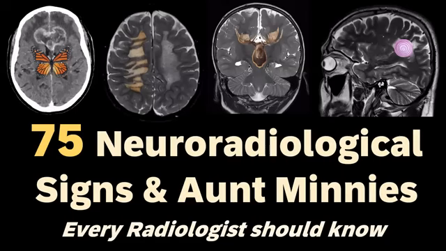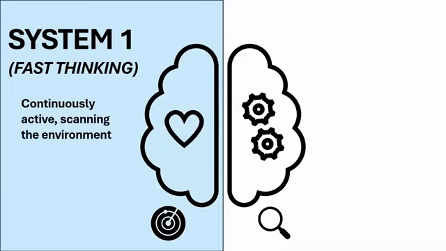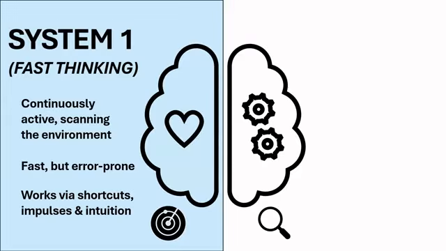We have a fast cognitive system, or so-called fast thinking, which is continuously running in the background. When we look at an image, we are continuously scanning it and looking for certain patterns. This system is quite fast but prone to errors. It works through shortcuts, impulses, and our gut feeling.